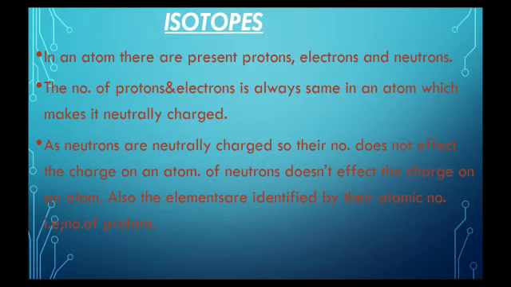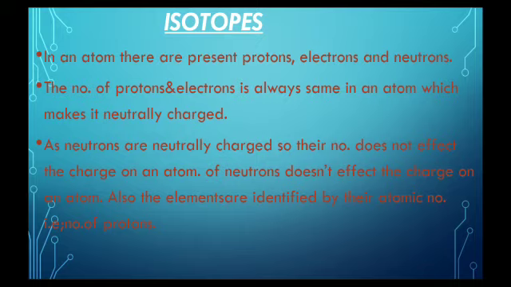So if the number of neutrons is changed in the atoms of the same element, it will not affect the charge of the atom and the atom will still have a neutral charge. Now as the neutrons are neutrally charged, their number does not affect the charge of an atom. And secondly, an element is identified by its atomic number, which is the number of protons.